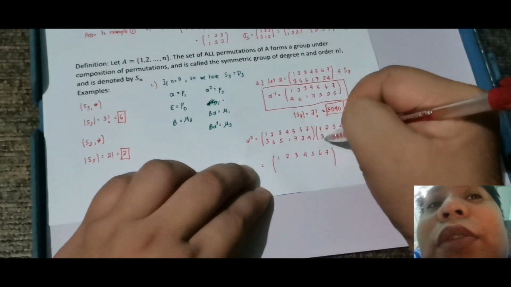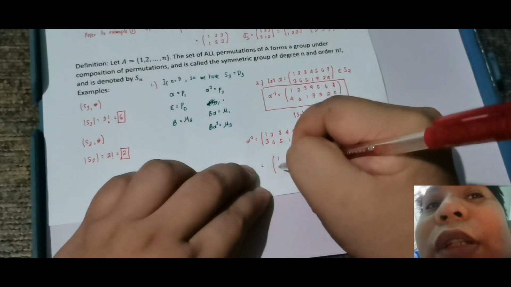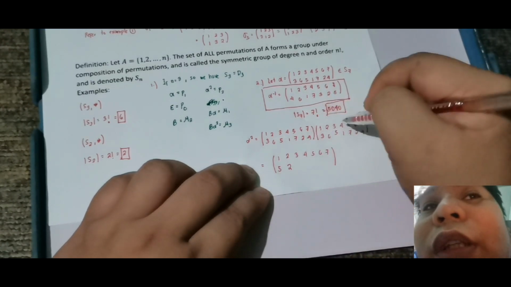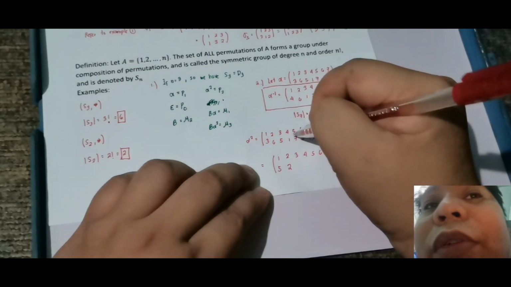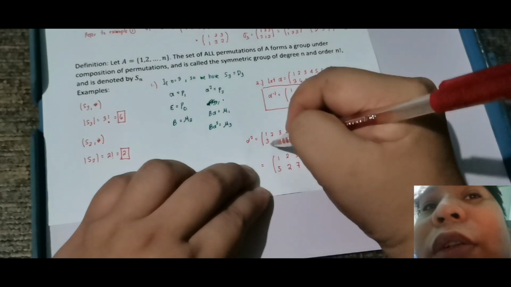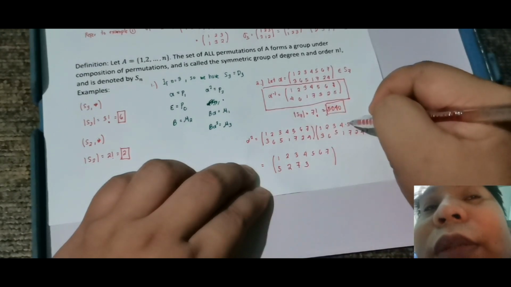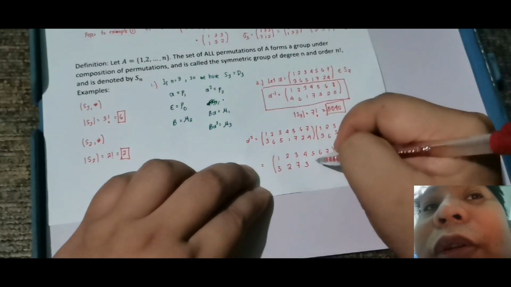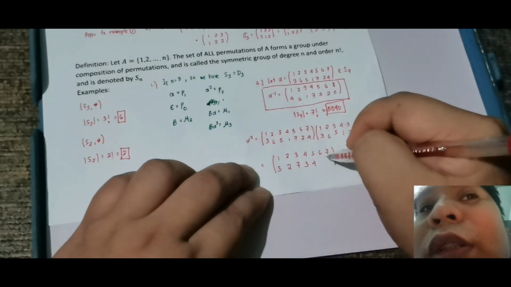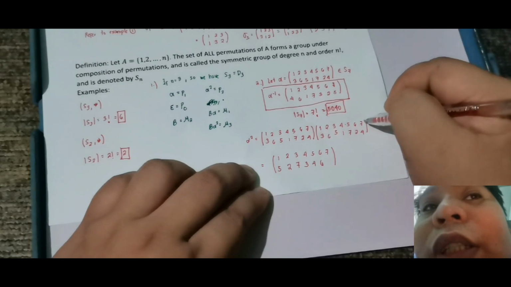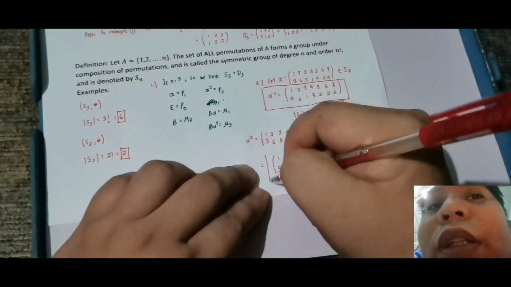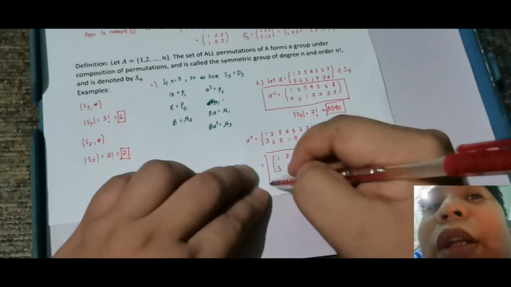Okay, start. So 1 goes to 3, 3 goes to 5. So sulat si 5. Next, 2 goes to 6, 6 goes to 2. Next, 3 goes to 5, 5 goes to 7. So 4 goes to 1, 1 goes to 3. Next, 5 goes to 7, 7 goes to 4. Next, 6 goes to 2, 2 goes to 6. Next, 7 goes to 4, 4 goes to 1. Okay, so therefore, ito yung kanyang alpha square.